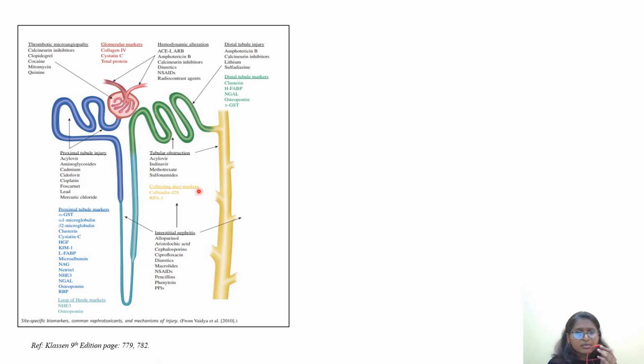What I want you people to remember, or what will be helpful for your exam, is this: a typical, not complete kidney structure, but nephron structure. You can say the functional unit of kidney. In this particular diagram, they have given both the common chemicals or drugs which are causing toxicity, as well as biomarkers.